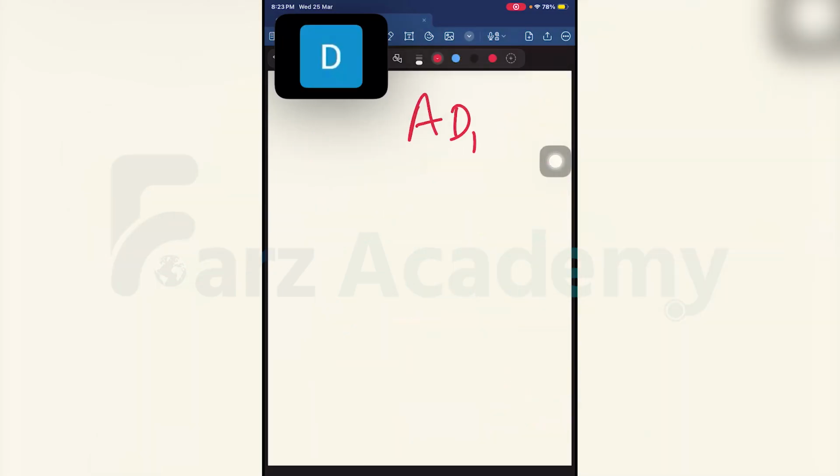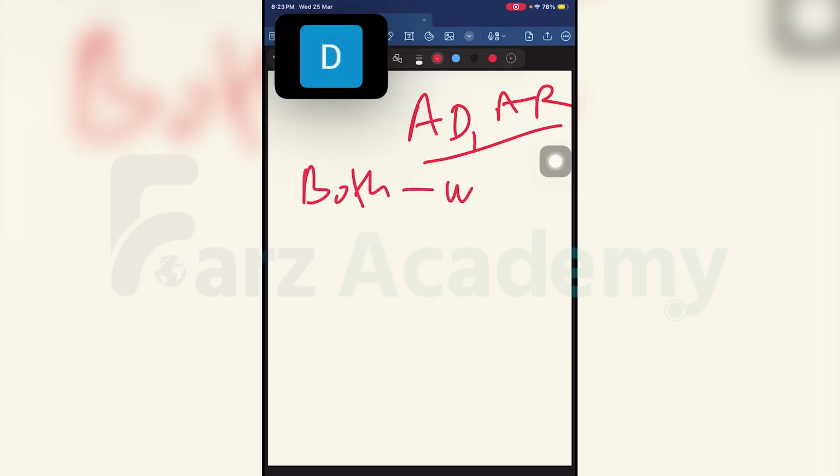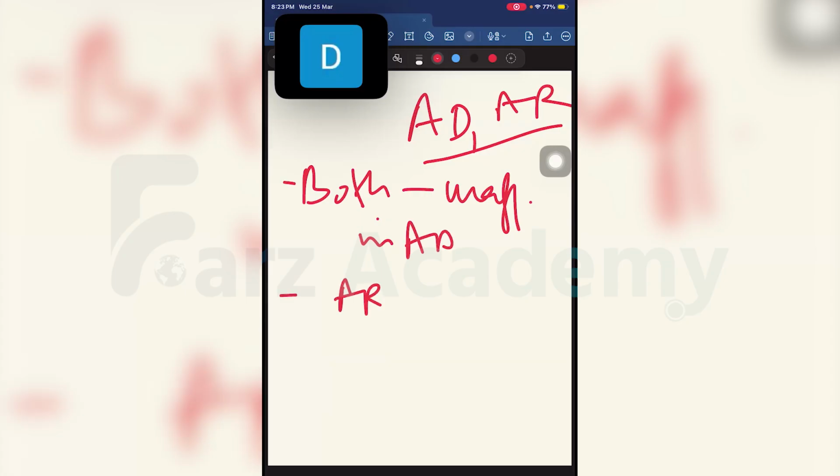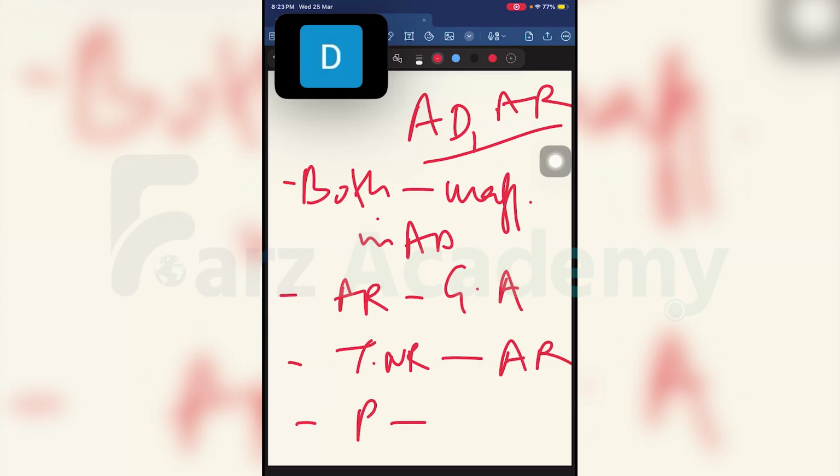Now, tell me what is true or what is false about autosomal dominant and recessive. First, both the parents are commonly unaffected in autosomal dominant disease. Second, autosomal recessive inheritance shows the phenomenon of genetic anticipation. Third, trinucleotide repeats are usually seen in autosomal recessive disorders. Fourth, penetrance is never seen in autosomal dominant. Which are false amongst these four?